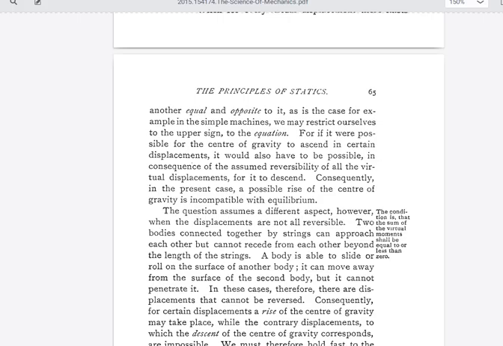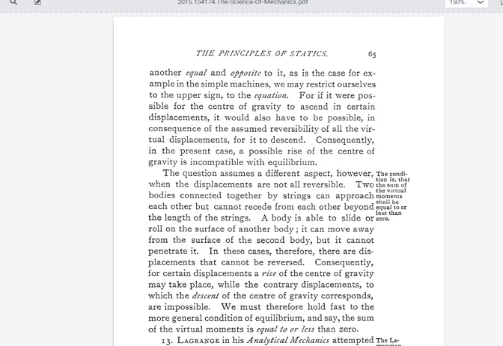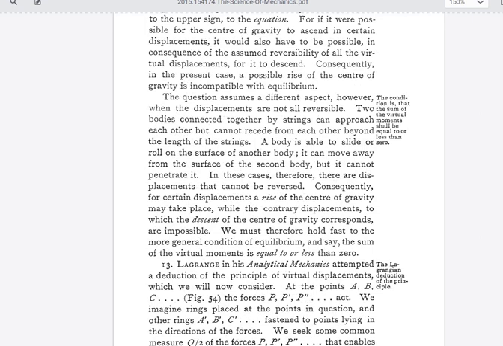Consequently, in the present case, a possible rise of the center of gravity is incompatible with equilibrium. The question assumes a different aspect, however, when the displacements are not all reversible. Two bodies connected together by strings can approach each other but cannot recede from each other beyond the length of the strings. A body is able to slide or roll on the surface of another body. It can move away from the surface of the second body, but it cannot penetrate it. In these cases, therefore, there are displacements that cannot be reversed.